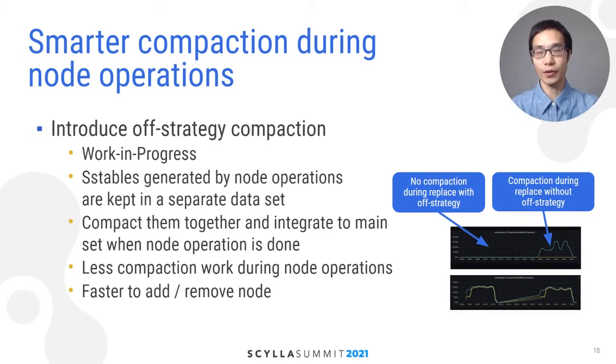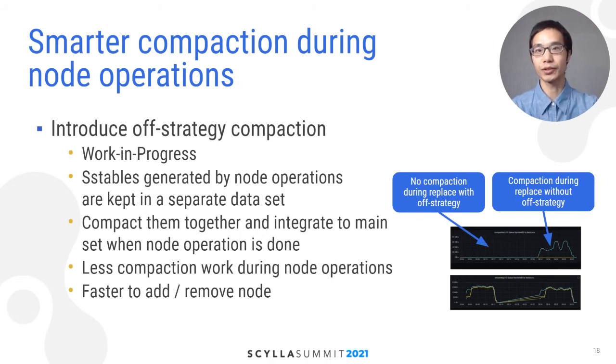Off-strategy compaction is my favorite. The idea is to make compaction during those operations more efficient to speed up the operation. We put the SSTables generated by operations in a separate dataset and only compact them together when the operation is done. Then we integrate the new SSTables into the main set. It is more efficient this way than adding the new SSTables into the main set as soon as they are generated.